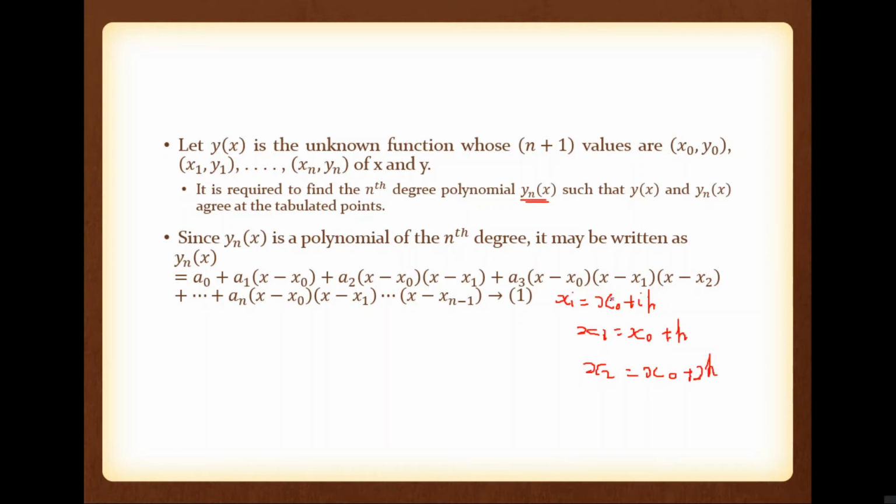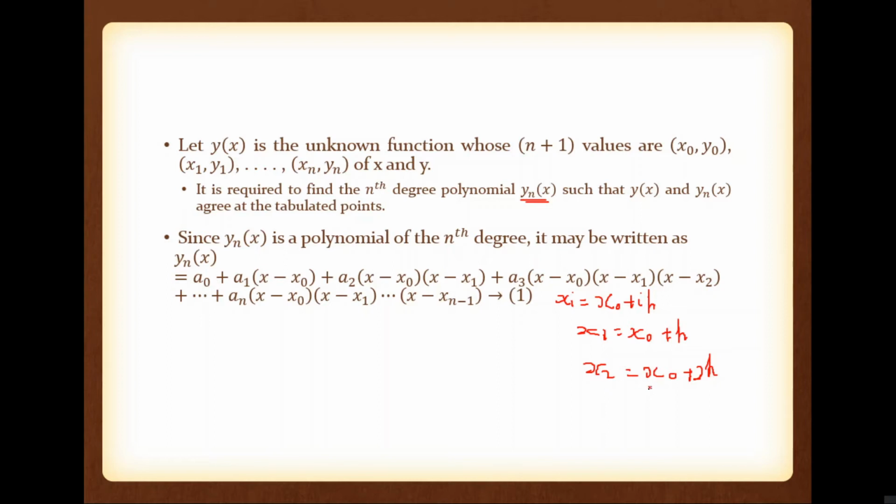Please note, x0 is the first data, x1 is the second data, so definitely the difference between x1 and x0, that is x1 minus x0, is h. Difference between x2 and x0 is 2h. What is the difference between x2 and x1? h. That is why I am saying the difference between the adjacent x values is always constant, and that value is h. So h is known as the period of the given data. So always x1 minus x0 equal to x2 minus x1 equal to x3 minus x2 equal to h.